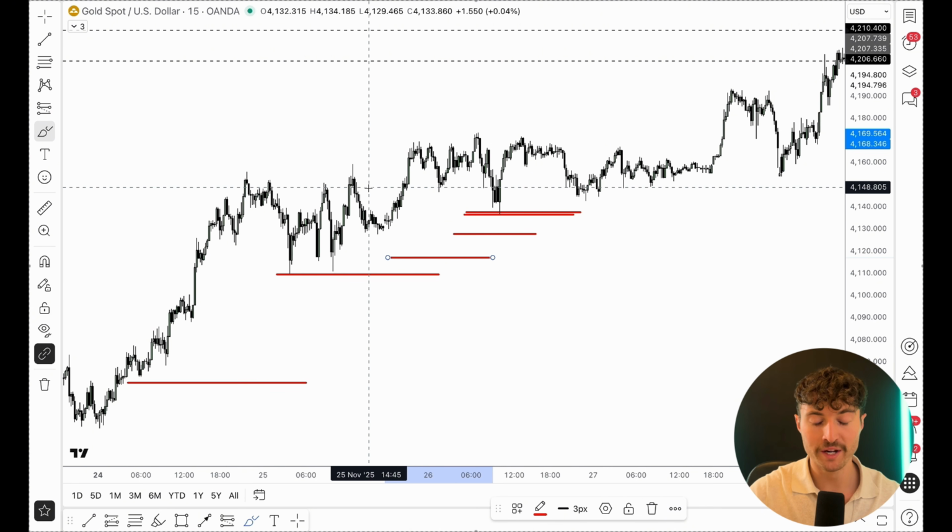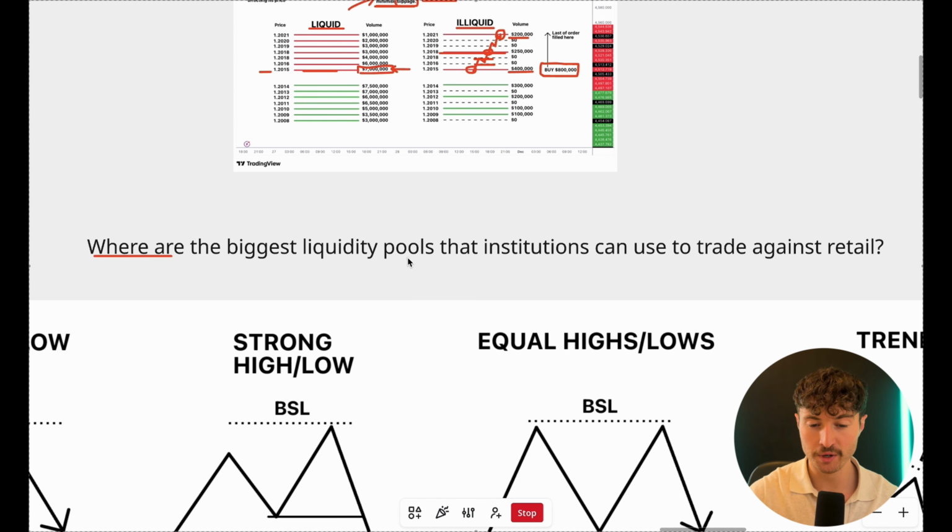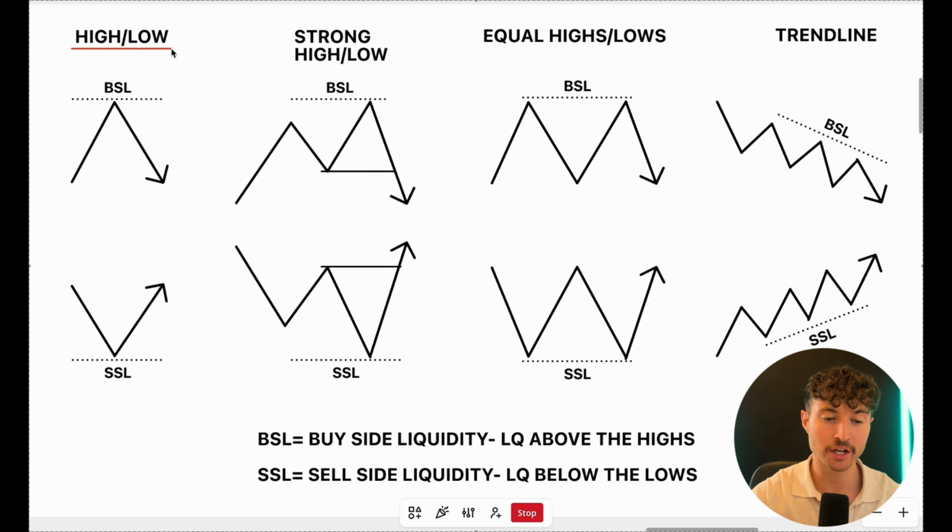So we need to know which levels of liquidity the institutions can use and which ones are actually significant in the market. But not only that, we need to know which ones are mechanical and how we can define that in an objective framework. And so where are the biggest liquidity pools that institutions can use to trade against retail? The first one is highs and lows. So the assumption is that every high in the market has buy-side liquidity resting above it.